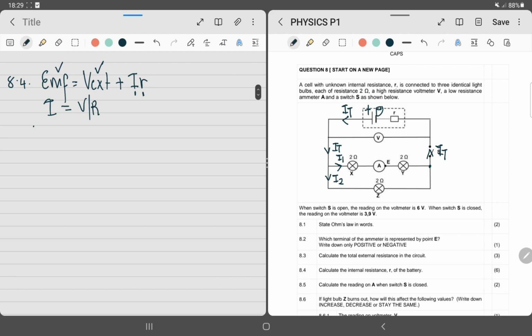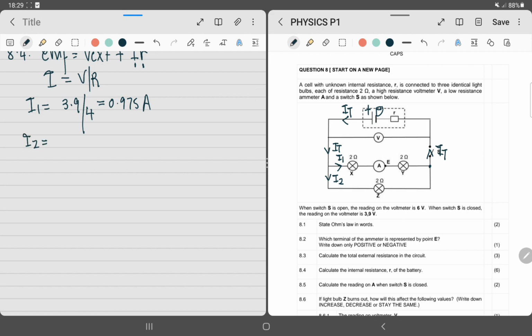Let's find I1. The series combination is connected in parallel to Z. This means that the voltage measured across the ends of XY should be the same as that measured on Z. So this is going to be 3.9, and the resistance of the series combination is 4. I'm getting 0.975 amperes. So that's I1. For I2, the same potential difference, and the resistance of Z is 2. 3.9 over 2, I'm getting 1.95 amperes.